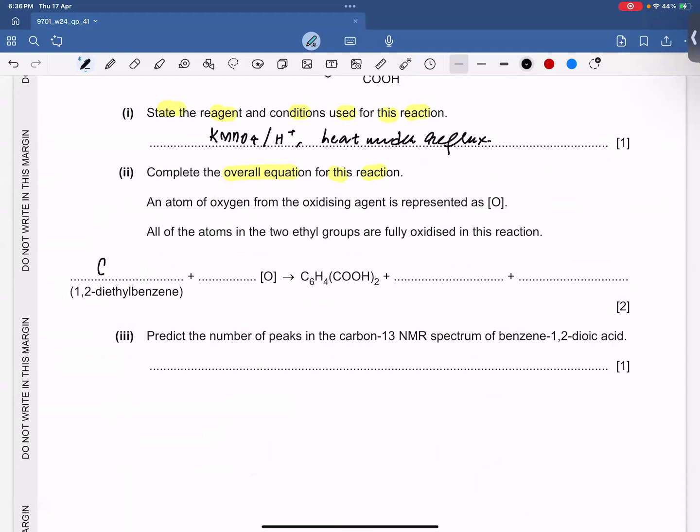So C10H14 is basically 1,2-diethyl benzene. It reacts with oxygen to convert into this. How many hydrogens here? 4 and 2, 6. And how many hydrogen atoms here? 14. How much left? 8 hydrogen atoms. 8 hydrogen and oxygen combine together to give water. Okay.